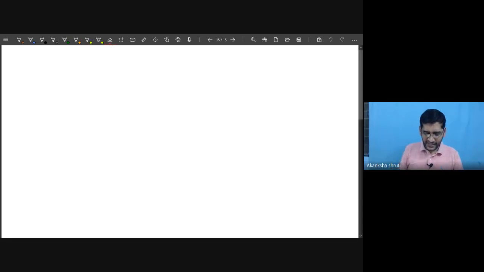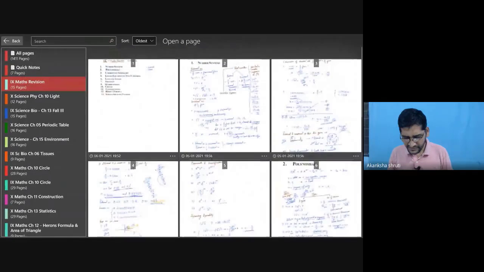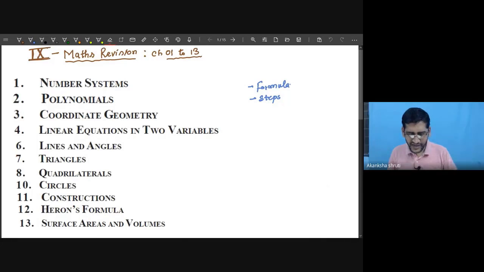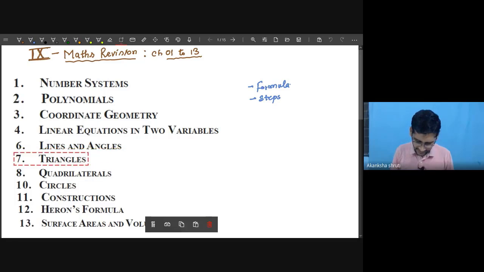Now let us go for the next one. What is our next chapter, student? Triangles. Regarding triangles, let us quickly recap what is in our syllabus.